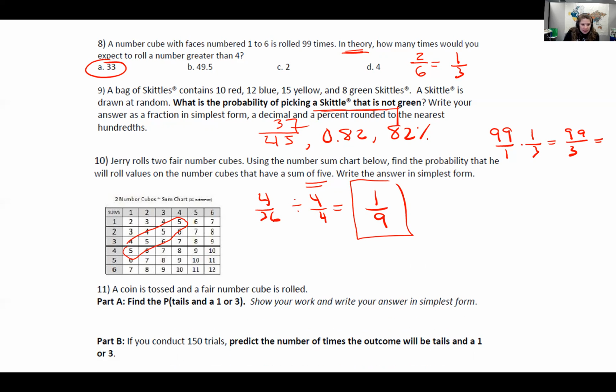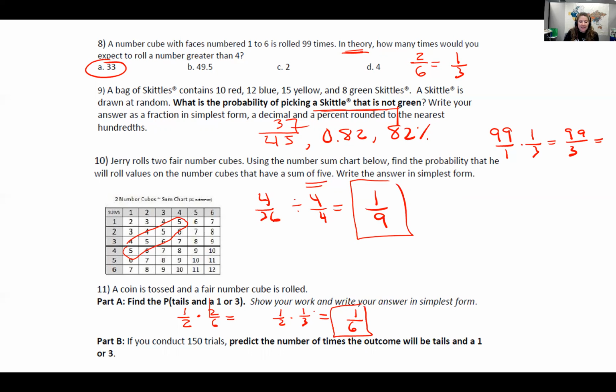Let's find the probability of two things: toss a coin and roll a number cube. So we have to multiply since we have two events. The probability of getting heads is 1/2 times a 1 or 3. There are two sides on a cube that are either 1 or 3. So I have basically 1/2 times 1/3, because 2 sixths equals 1/3. So the answer is 1/6. Of course, I could write the answer as a decimal or percent.